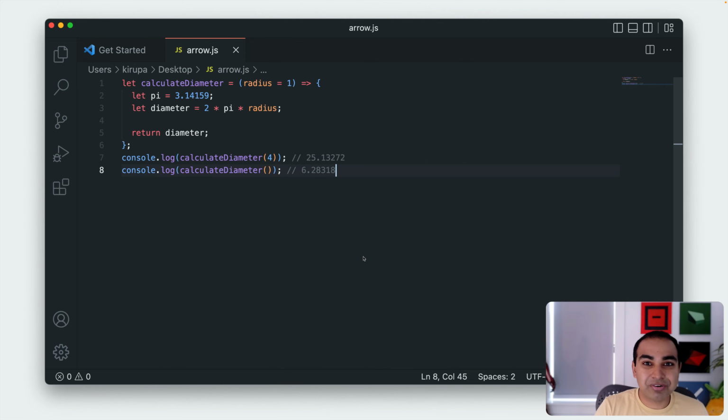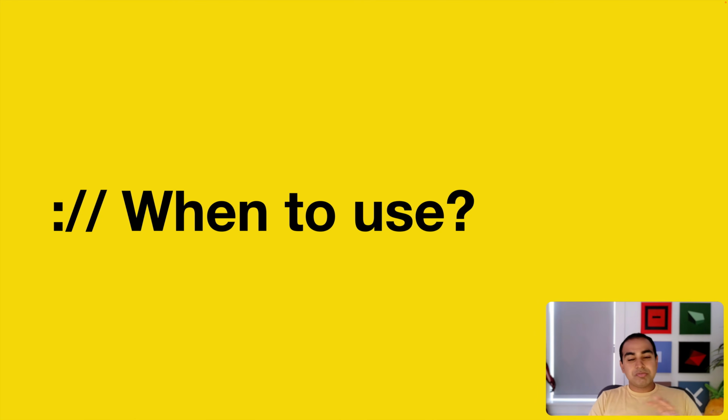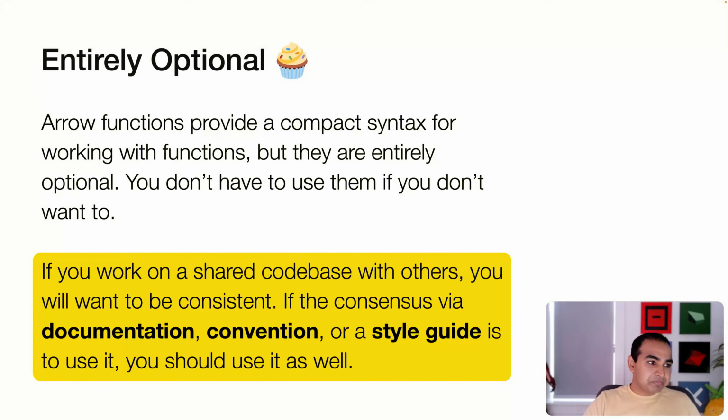So here's calculate diameter one more time. So you might be wondering, when do I use arrow functions? They seem pretty useful and they seem to add some value, or what traditional functions do, but they're also optional. So what's going on here? And so the thing is, they provide a compact syntax, and you don't have to use them if you don't want to. And that's a nice thing about it.